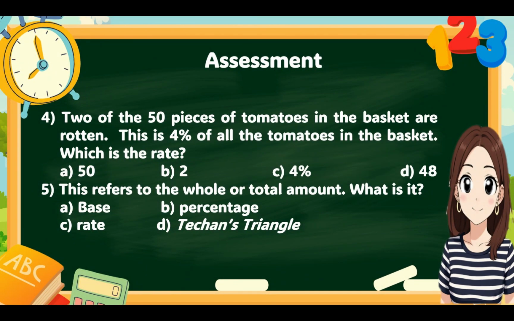Number 4, 2 of the pieces of tomatoes in the basket are rotten. This is 4% of all the tomatoes in the basket. Which is the rate? A, 50. B, 2. C, 4%. D, 48. And number 5, this refers to the whole or total amount. What is it? A, base. B, percentage. C, rate. D, Tecans triangle.